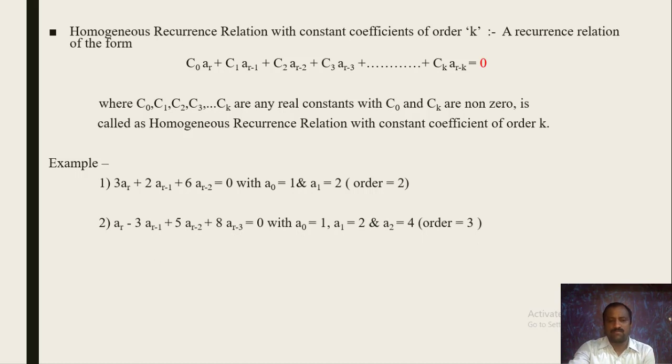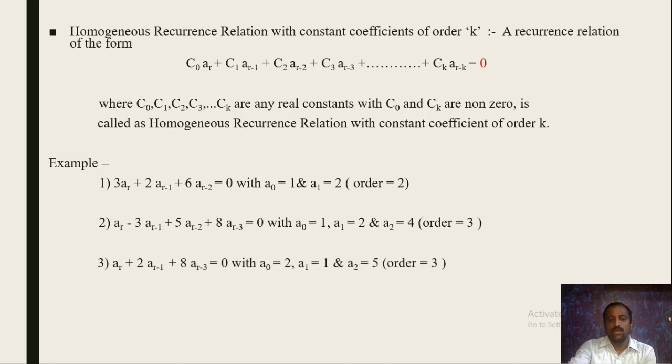Let us see the second example. AR minus 3AR minus 1 plus 5AR minus 2 plus 8AR minus 3 is equal to 0 with A0 equal to 1, A1 equal to 2 and A2 equal to 4. Now here we see that the AR term is present, that means C0 is not equal to 0. Similarly, what is the maximum number subtracted from suffix r? 3 is subtracted. And the RHS is 0, so this is a homogeneous reconciliation with constant coefficients of order K equal to 3. Why is the order of this reconciliation 3? Because we observe that the maximum integer subtracted from the suffix r is 3. Therefore, the AR term is present, the maximum number subtracted from r is 3, and the RHS is 0, so this is a homogeneous reconciliation whose order is 3.